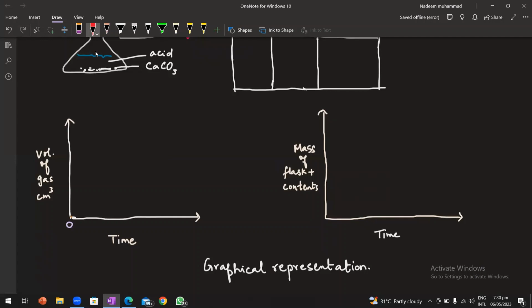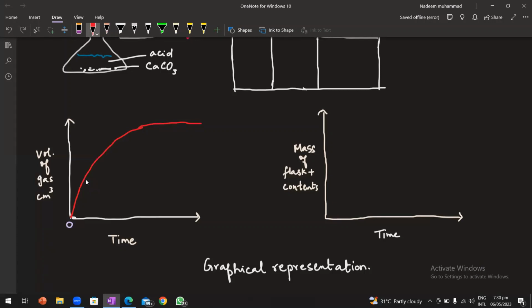So you know that at the beginning, you will get a very steep graph. You will get a curve which would be very steep, starting from 0. It's because at the beginning there was no gas, but then as the reaction proceeds, the volume of carbon dioxide increases, and then you see that after some time the value becomes constant. So this is the kind of graph that you will get.